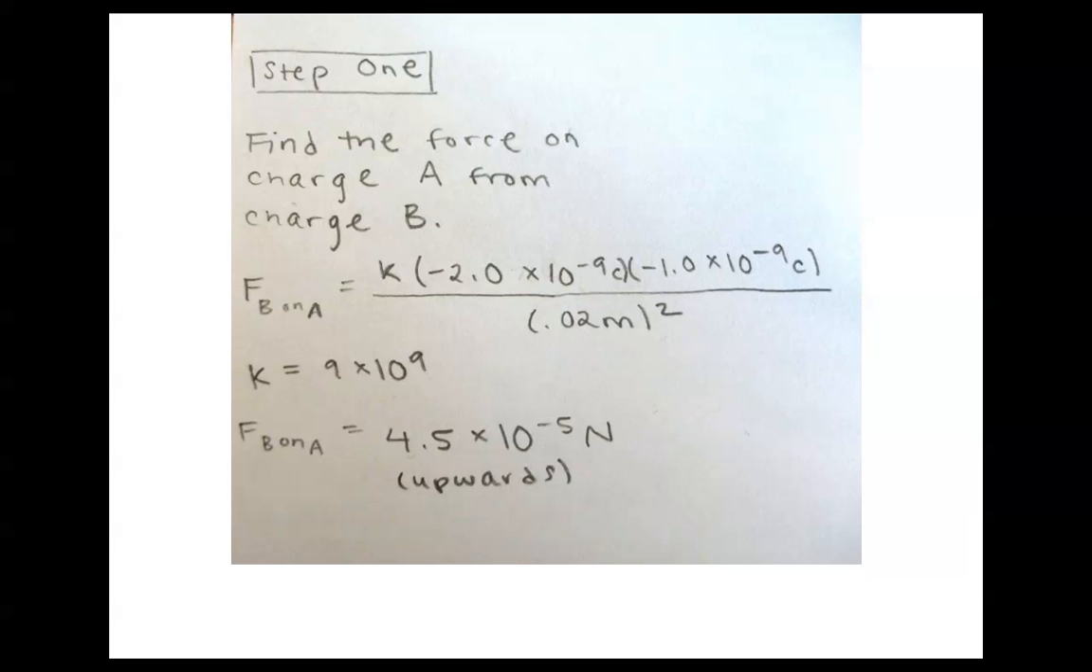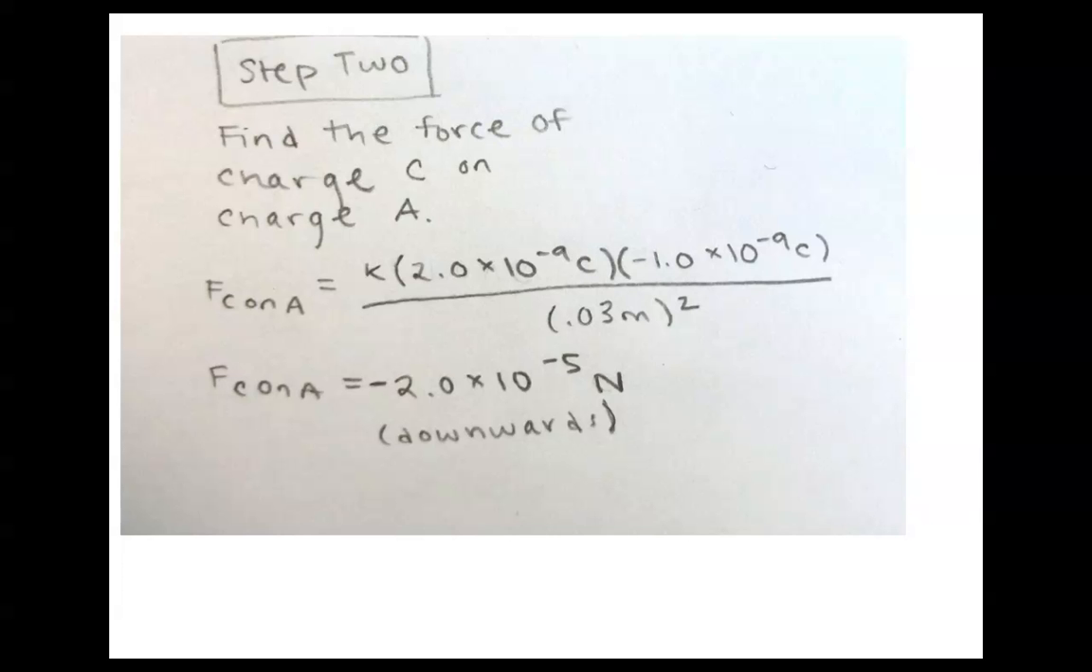Plugging in our own values, we get that the force of B on A equals K times -2.0 times 10 to the -9th coulombs multiplied by -1.0 times 10 to the -9th coulombs, all divided by 0.02 meters squared. Solving this, we get that the force of B on A equals 4.5 times 10 to the -5th newtons upwards.